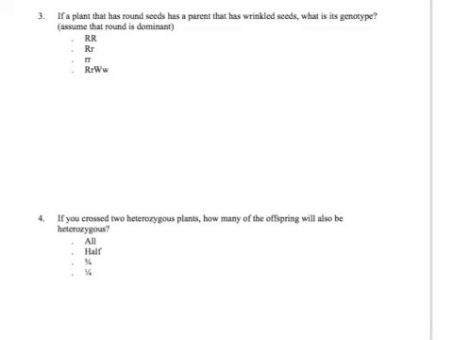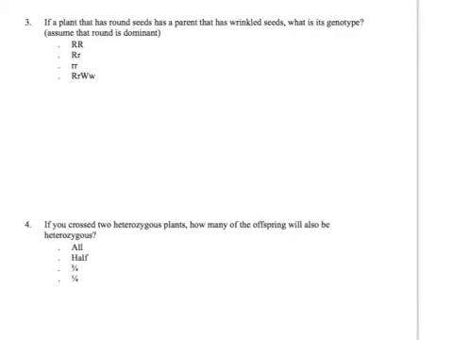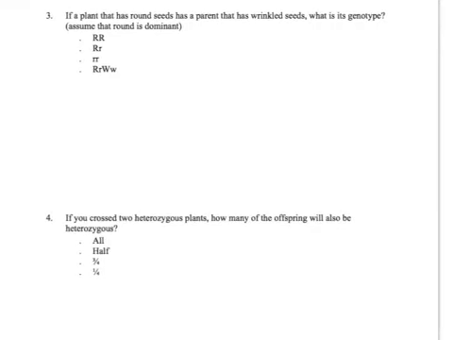Question 3 now. If a plant has got round seeds, and this parent, some grammatical error there, but anyway, the round seeded plant has got a parent that has wrinkled seeds, what is its genotype? Okay, so we're going to look for that, and then they gave you vital information. Have a look. They gave you this: round is dominant.